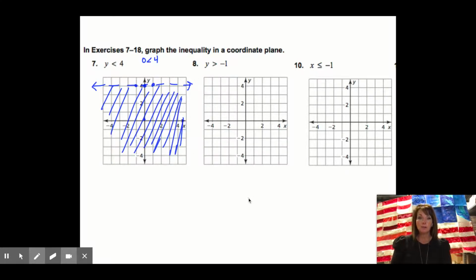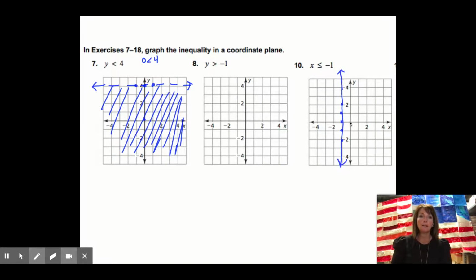Go ahead and pause the video and try number 8, and I will try number 10. For number 10, we are graphing a vertical line, and we have x is less than or equal to -1. So again, the x coordinate is always -1, which makes a vertical line, and it's going to be solid because of the less than or equal to symbol.